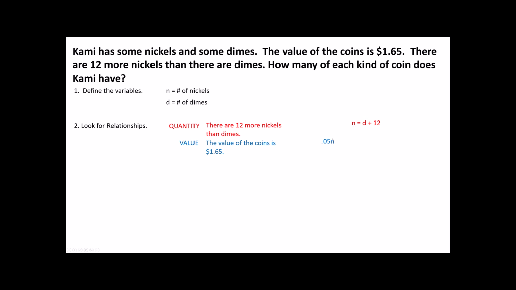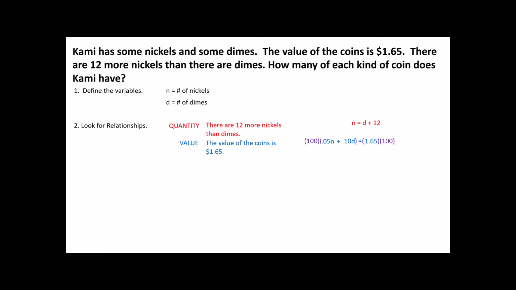The second equation, we're talking about the value of those coins. So in the first equation, we're going to use N and D. In the second equation, we're going to use 5 cents for every nickel, and 10 cents for every dime has a value of $1.65. If you can learn to keep those two things separate in your mind, coin problems are not terribly difficult.